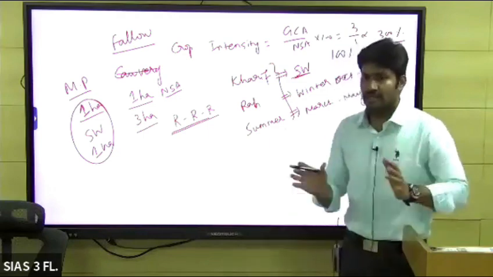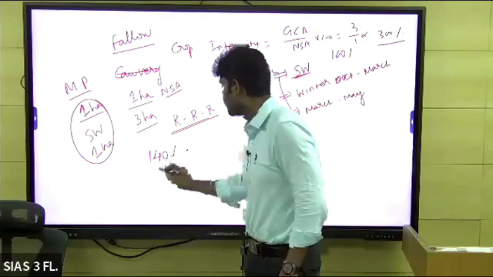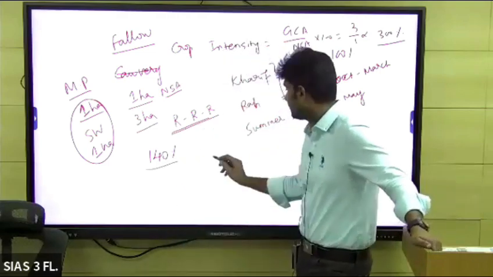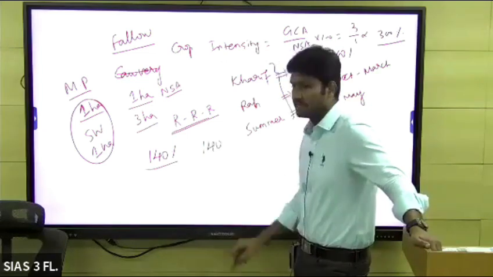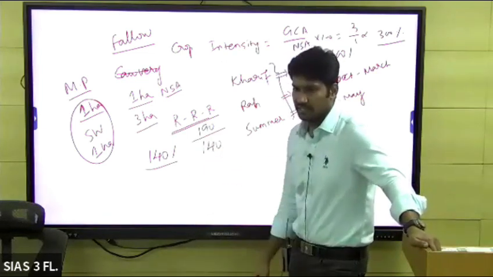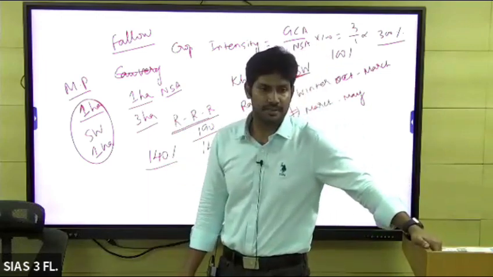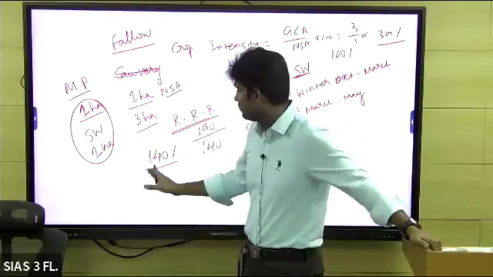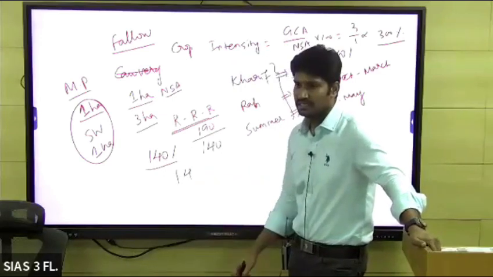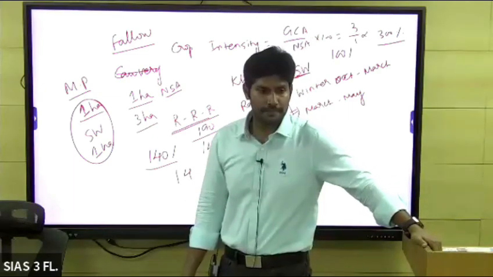Then finally, throughout India, on average, at present it is around 140%. The actual figures are 140 million hectares of net sown area and 190 million hectares of gross cropped area. So approximately 140% throughout India. In another way, 140% we can say is 1.4. That is, we are utilizing the land 1.4 times.